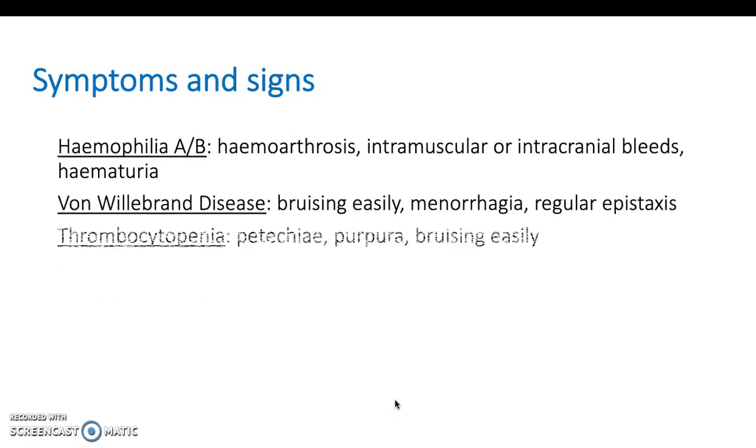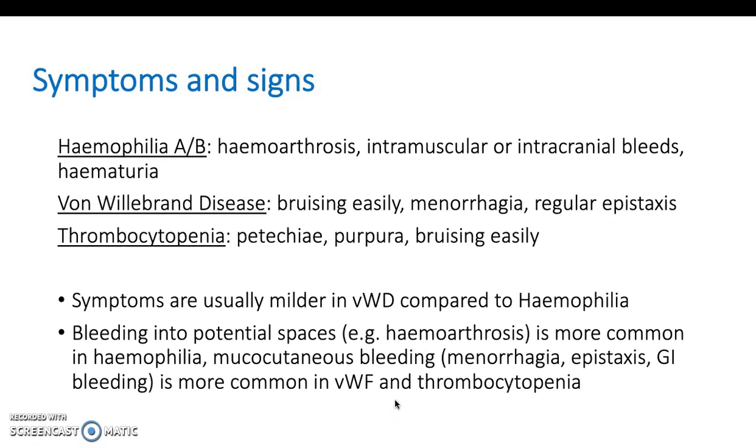So symptoms and signs, as you can see, they're all quite similar, even though I've separated them, but the same idea is behind them: failure to clot and excessive bleeding. Bleeding in potential spaces, such as intracranial bleeds and hemarthrosis, is more common in haemophilia, whereas mucocutaneous bleeding is more common in the others.